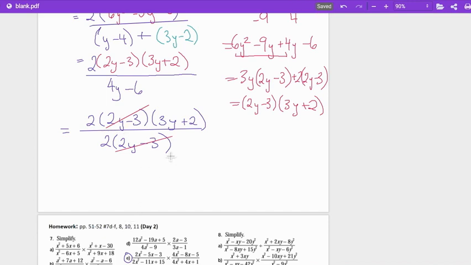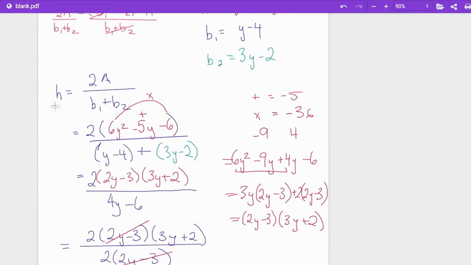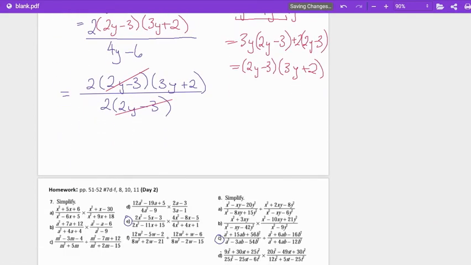And then I have to think back: what was I doing with this question? What's the whole point of this? Oh, wait, we were looking to solve for h. So h is this. And so the simplified expression for height is 3y plus 2 over 2. Oh, the 2's cancel out. Beautiful, even better. It is 3y plus 2.